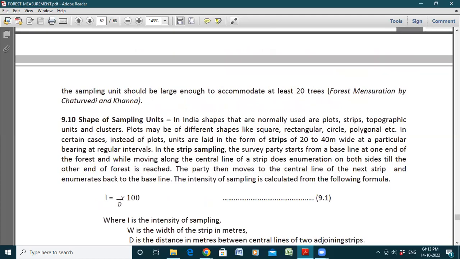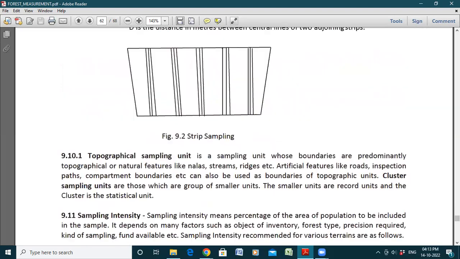Size and shape are also matters when we consider sampling. Then a topographical sampling unit is a sampling unit whose boundaries are predominantly topographical or natural features like nalas, streams, ridges. Artificial features like roads, inspection paths, compartment boundaries, etc., can also be used as the boundaries of topographic units.